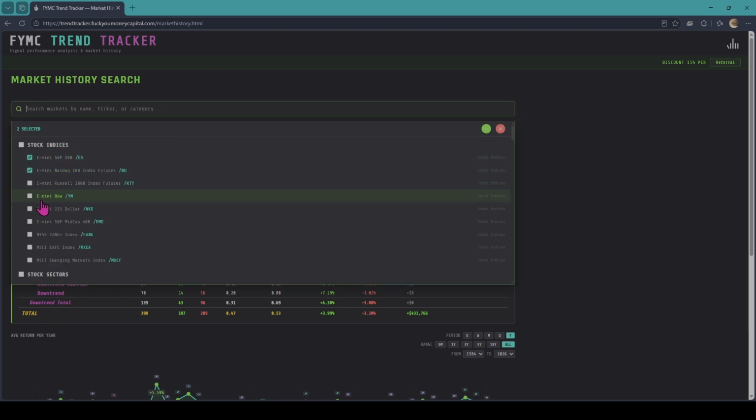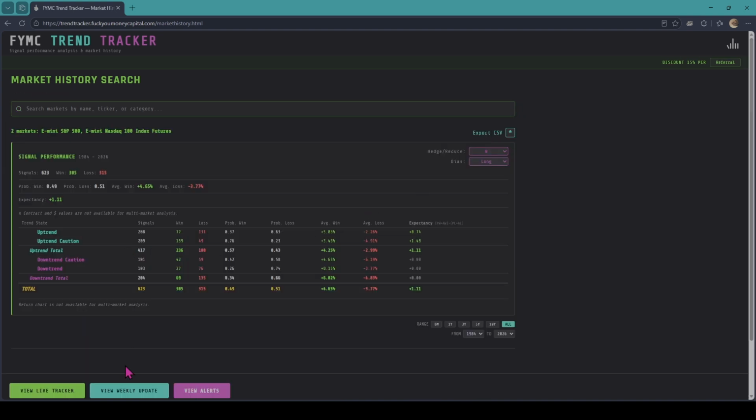Of course, you can do multiple. When you do multiple markets, you are not going to be able to get a chart. It would be too convoluted and messy. It would provide no value. You're not going to be looking at contracts. You're going to get expectancy, okay? And you can reduce that expectancy, and it's just going to pull it by the fraction that you reduce it. You can choose your long short bias, okay? It's all there, but you're not going to see individual contract or charting available because it just doesn't make sense.